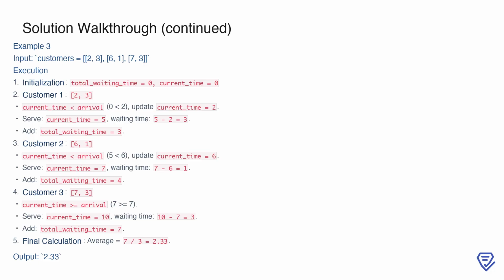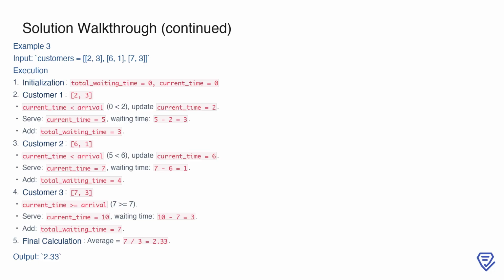For the second customer, arrival equals 6, processing equals 1, the current time is less than their arrival time, so we update current_time to 6. After serving, the current time becomes 7, and their waiting time is 7 - 6 equals 1. Adding this to the total gives total_waiting_time equals 4.